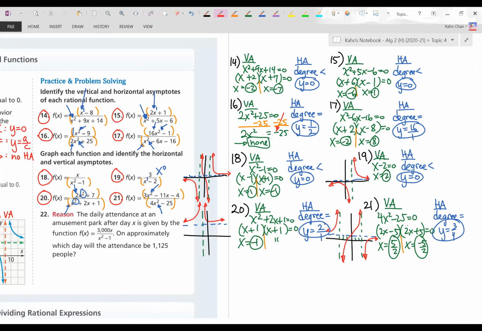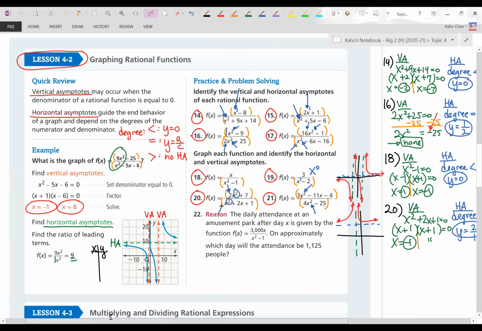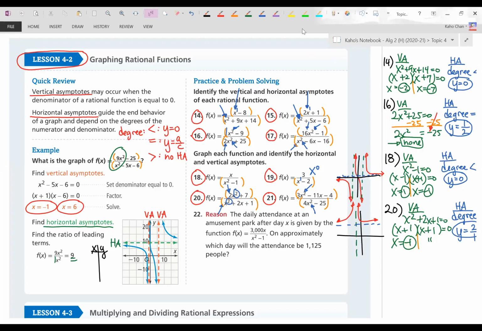All right. Let's get ready for the next section, 4-3. This might be a good time to take a little break, huh? A little potty break or something like that. All right. Here we go, 4-3.